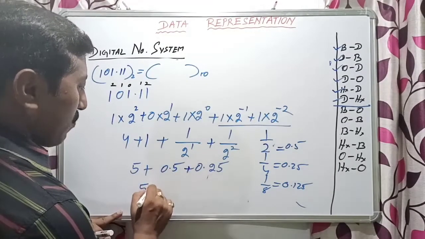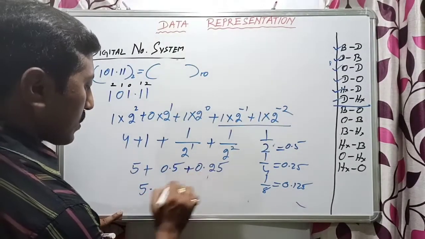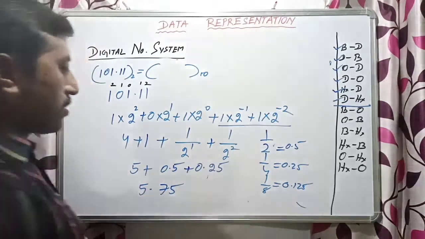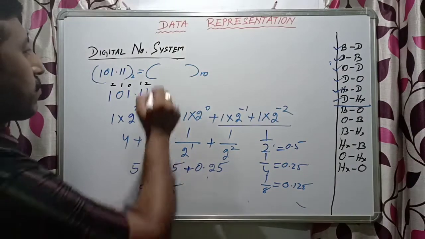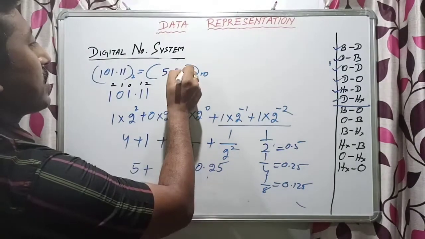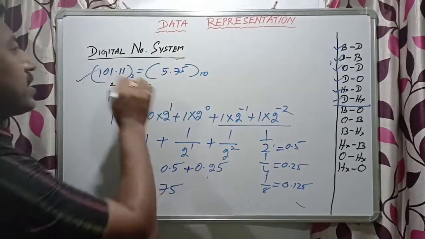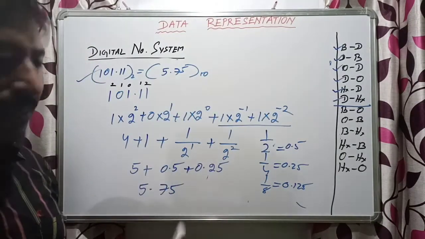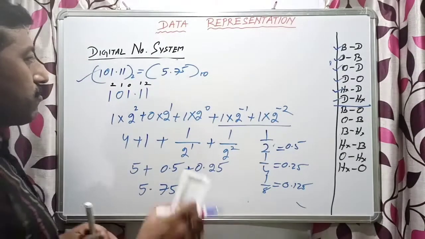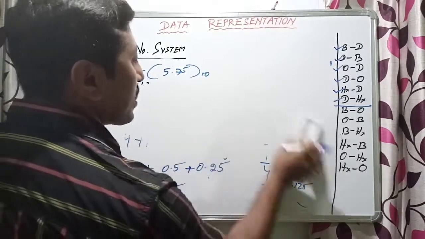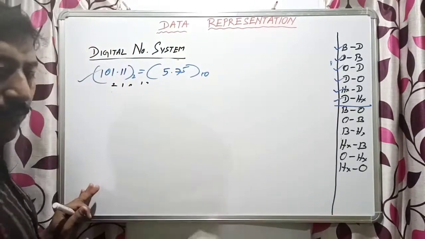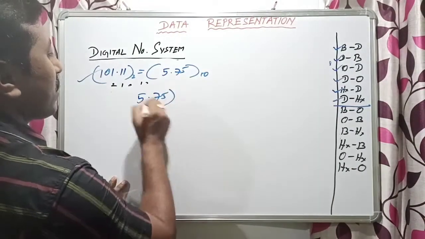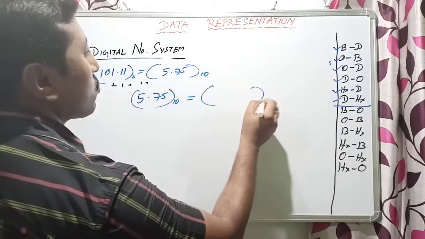So here the output will be 5 point 0.5 plus 0.25, that is 5.75. So the output came 5.75. This is binary to decimal. Now we will do the same by using the alternate form. We'll check the answer. Suppose now the answer is 5.75 in decimal; we'll convert it to its binary form.